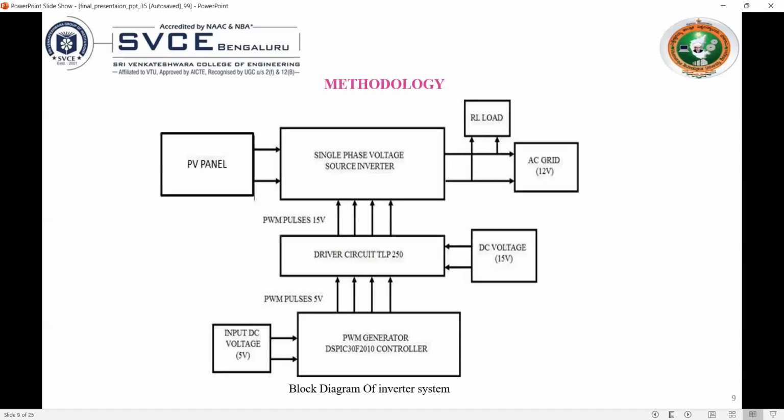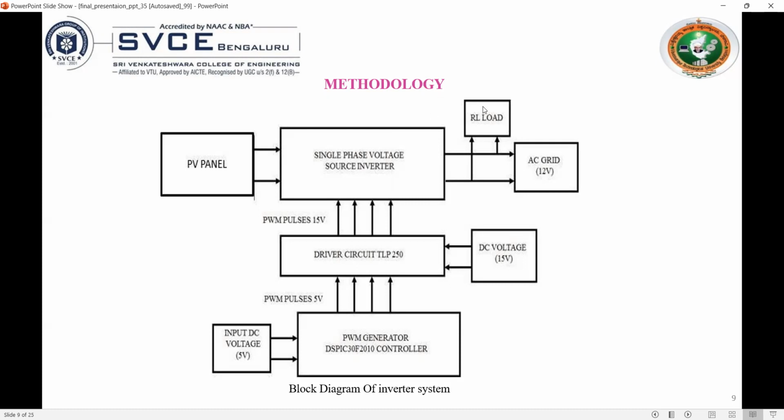Now coming up to the methodology. So this is the block diagram we have come through. Here is the PV power system at the beginning of the diagram. The PV panel is a photovoltaic panel which will provide DC current to our system. And here is the single phase voltage source inverter, which will convert our DC to AC.